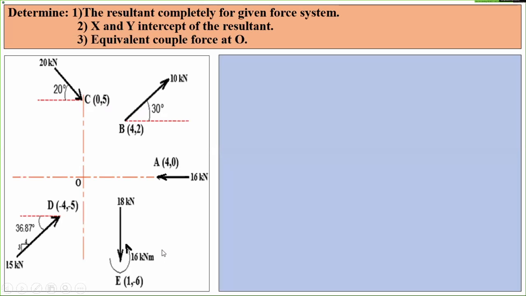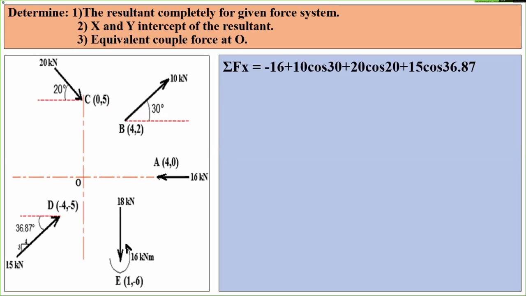So again, the same thing. I am not showing the different components here because you are familiar with how to resolve the given forces. The first step is summation of Fx. One by one we will go. The 16 kilonewton force is acting towards the left, so it is minus. Then the 10 kilonewton force acting at B has a positive x component, 10 cos 30. The 20 kilonewton force acts downward and towards the right, so its x component is positive, 20 cos 20.